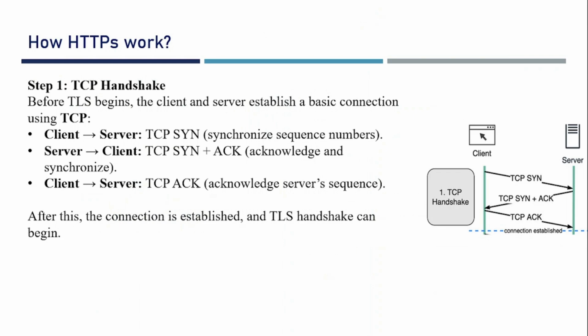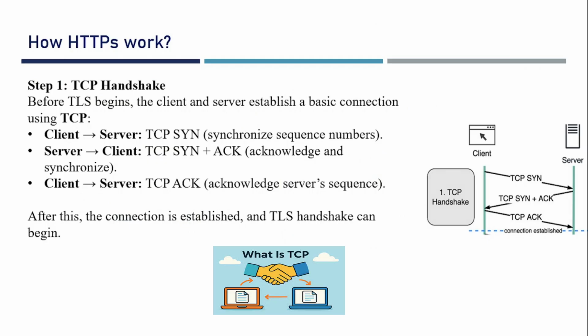So let's start with the very first step, the TCP handshake. Before HTTPS or encryption even begins, the client and the server must first create a basic connection using TCP. It's a simple three-way process. The client sends the TCP SYN, basically saying, "Hey, are you there?" And the server replies with the SYN-ACK, like saying, "Yes, I'm here. I hear you." Finally, the client sends an acknowledgment message, meaning, cool, we are connected. Now the line between them is open, but still in plain text.